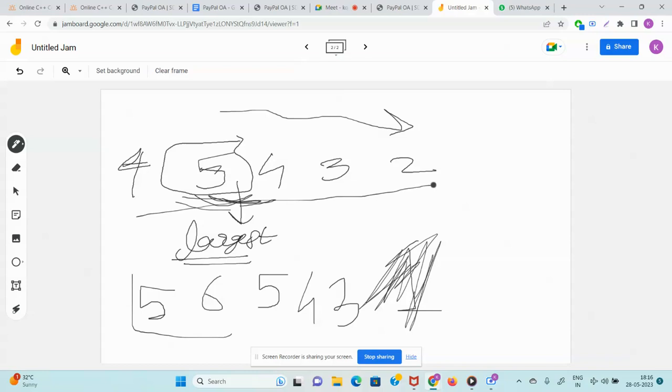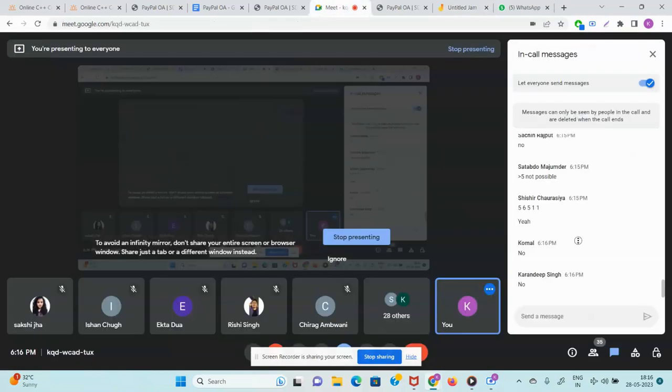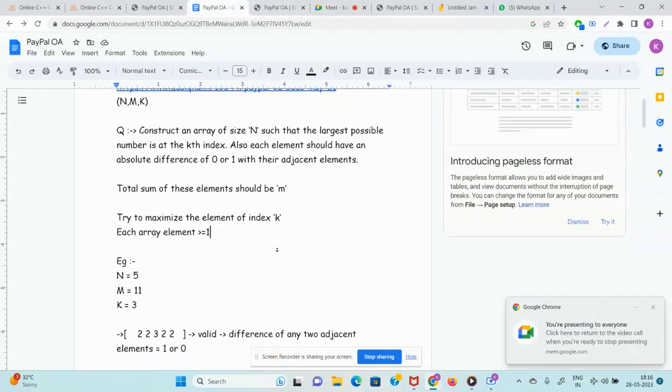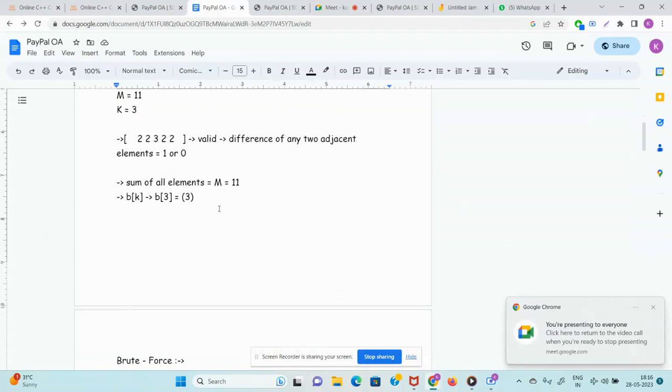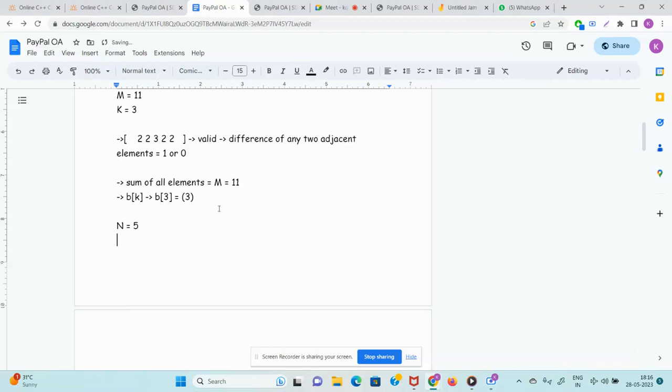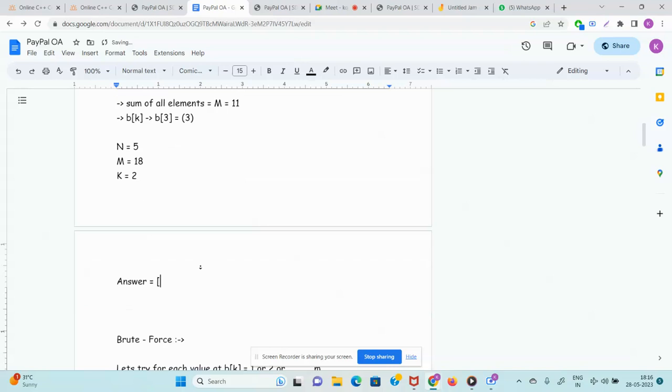Guys, 5 is the final answer. Please write yes if you understood that 5 is the final answer. No, Shishir, no, because the adjacent difference is bigger than 1. Yes, guys. So for this case, guys, what is the K? 2. So what is the answer? The answer is this array: 4, 5.